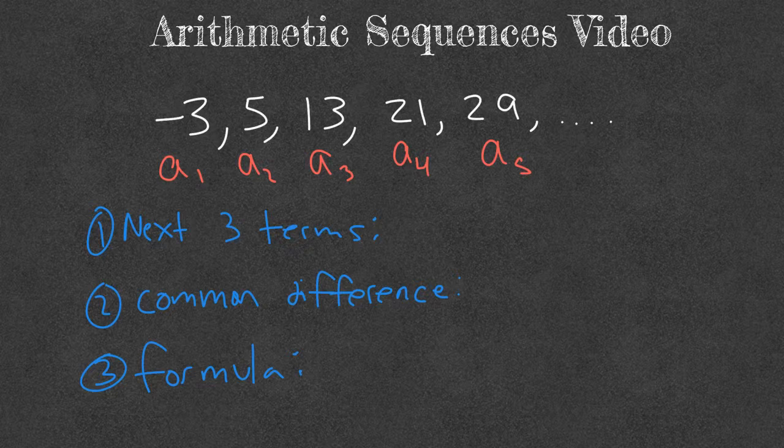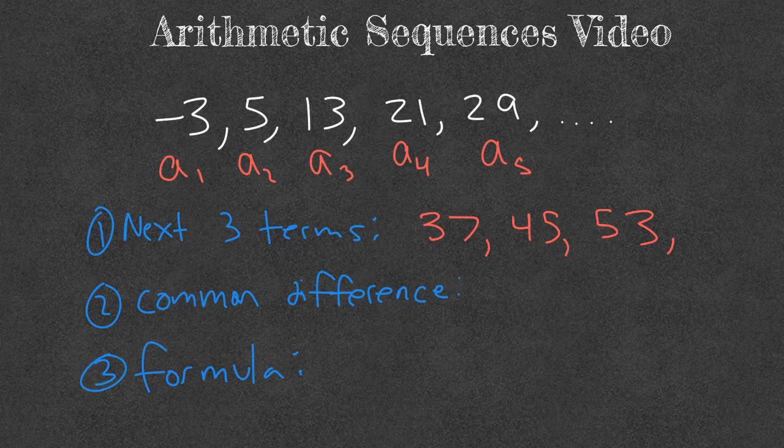Looking at the sequence, can we figure out what the next three terms would be? If you notice, what's happening is 8 is being added each time. So to find the next three terms, I just need to add 8. 29 plus 8 would be 37, plus 8 would be 45, plus 8 would be 53. And that would be the next three terms.